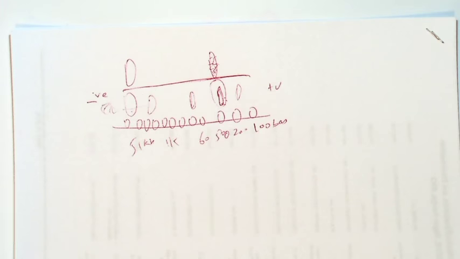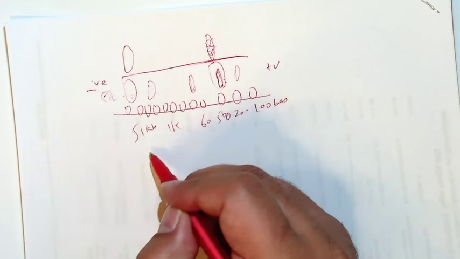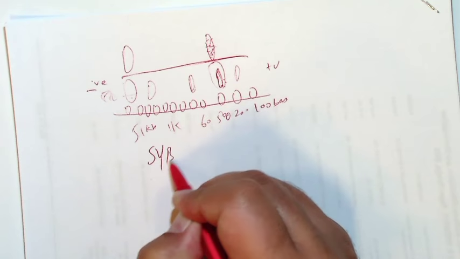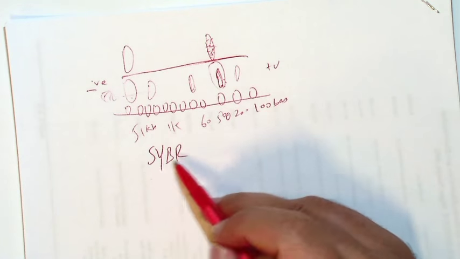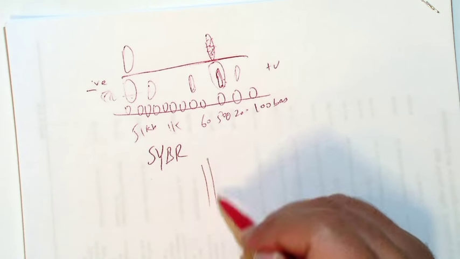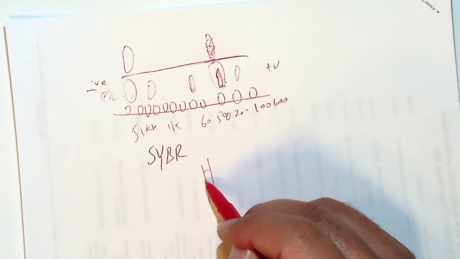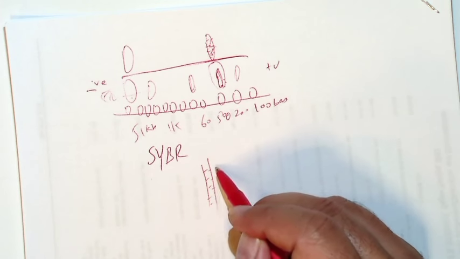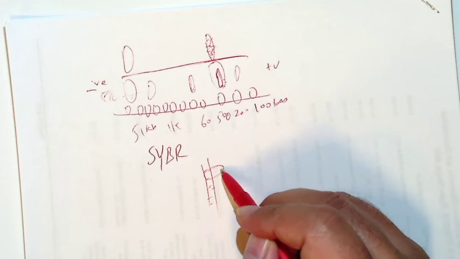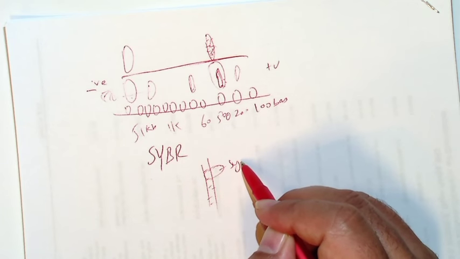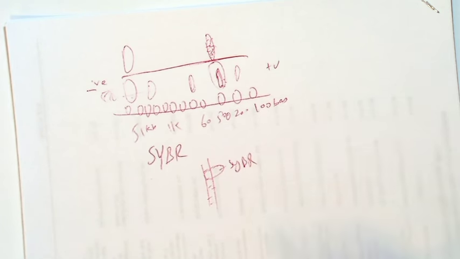We can use a SYBR stain for staining. SYBR has a property that it binds very well with double-stranded DNA. So if there is RNA or single-stranded DNA present in the solution, SYBR will not bind with that. In that way you can avoid some kind of non-specific binding.